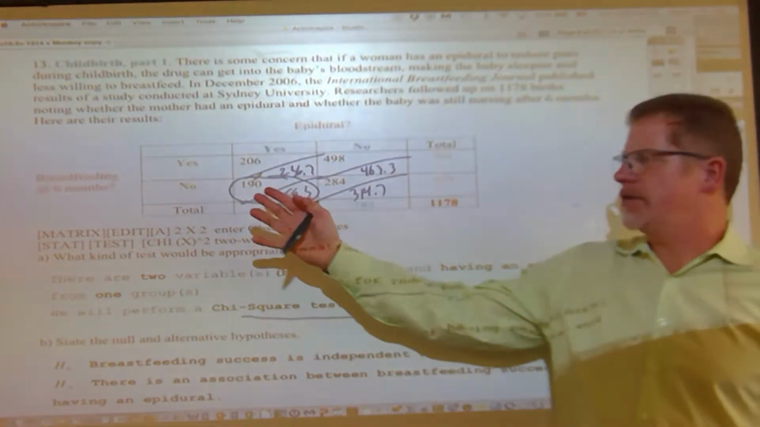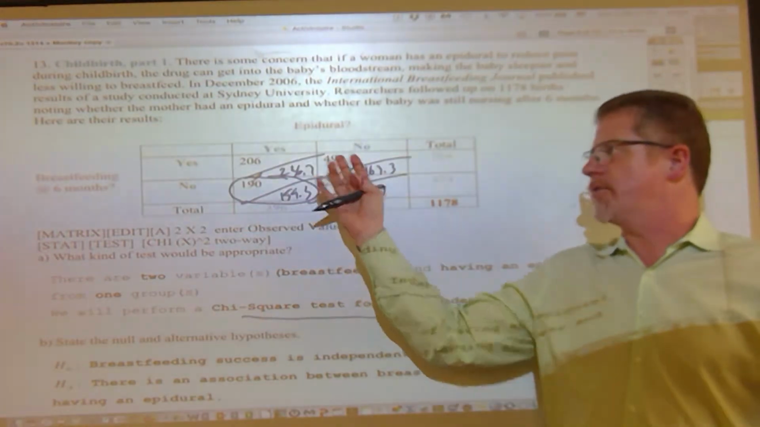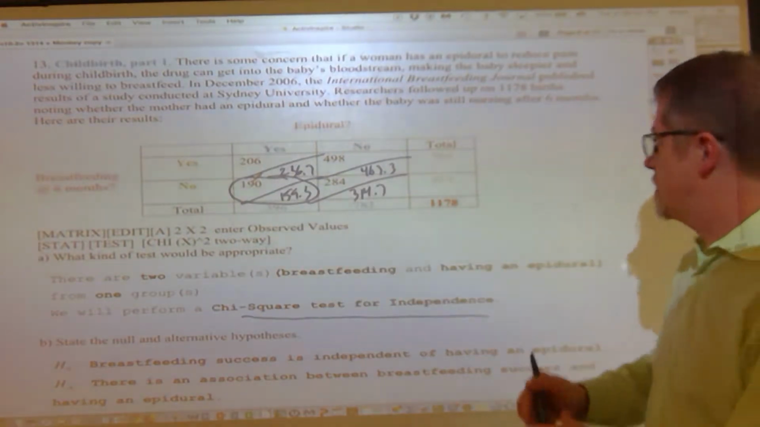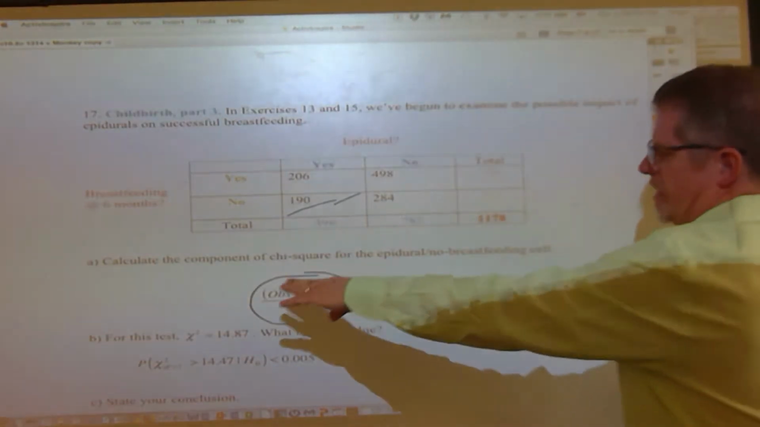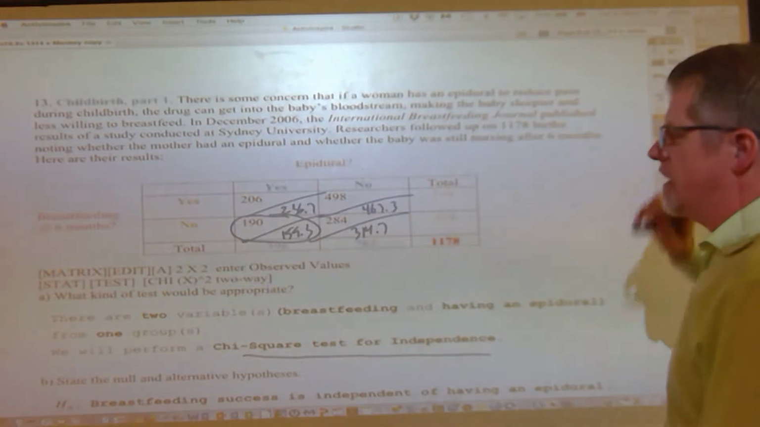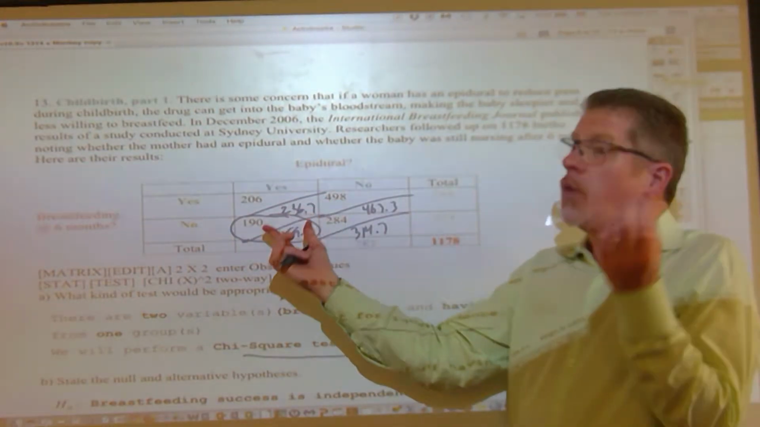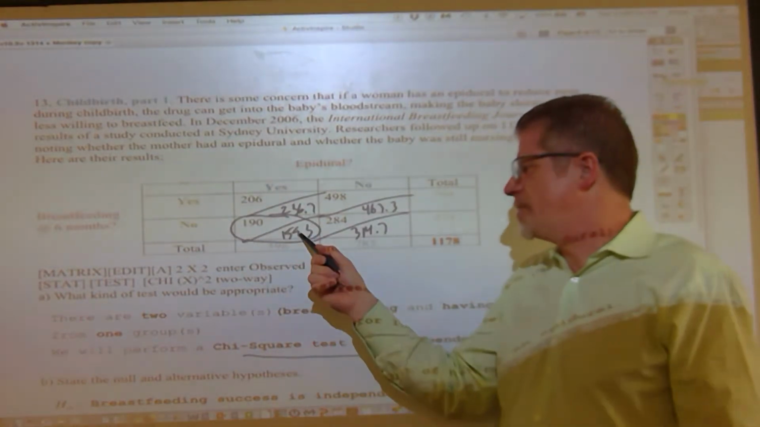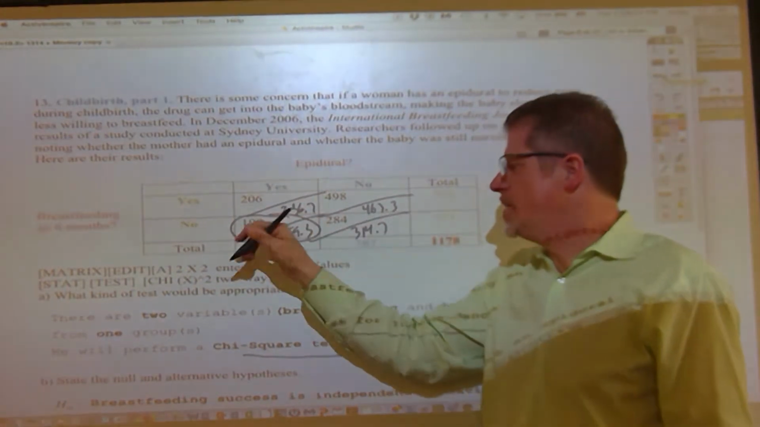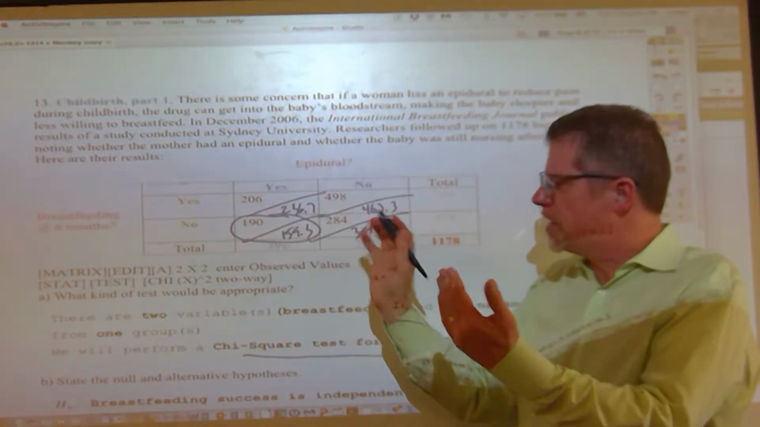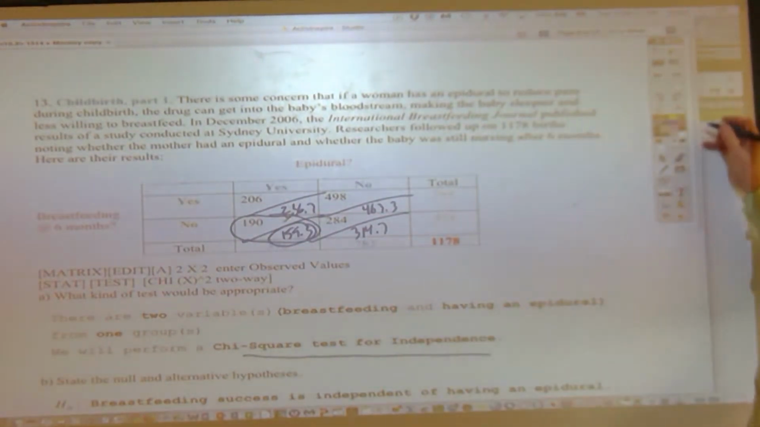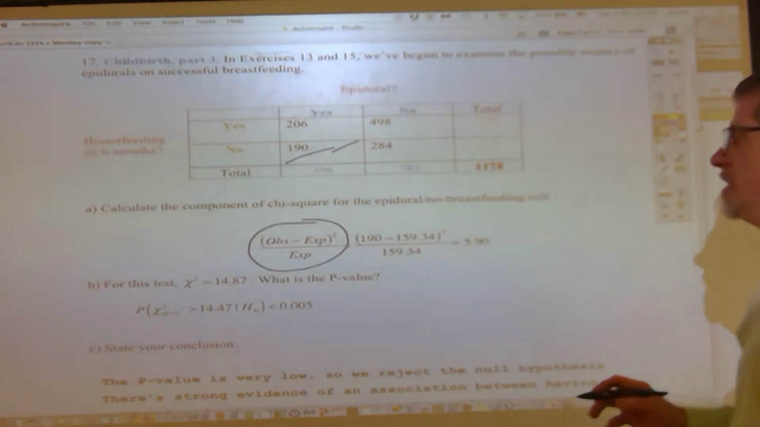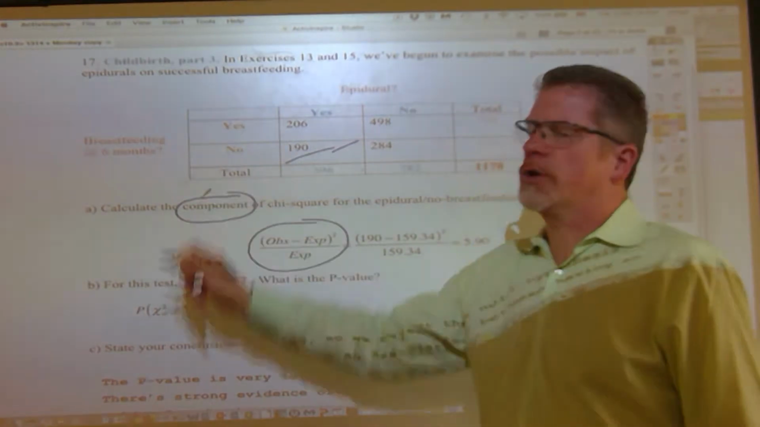The vocabulary here is components. Chi-squared, since there's 4 cells, has 4 components. Each component has the same formula, which we expect you to memorize and write down when you're documenting this. You have to show at least one component calculation, so that we see observed minus expected, quantity squared over expected. So 190 minus 159.3, quantity squared divided by 159.3. That's the component. In terms of new material, this is a new vocabulary term for today.